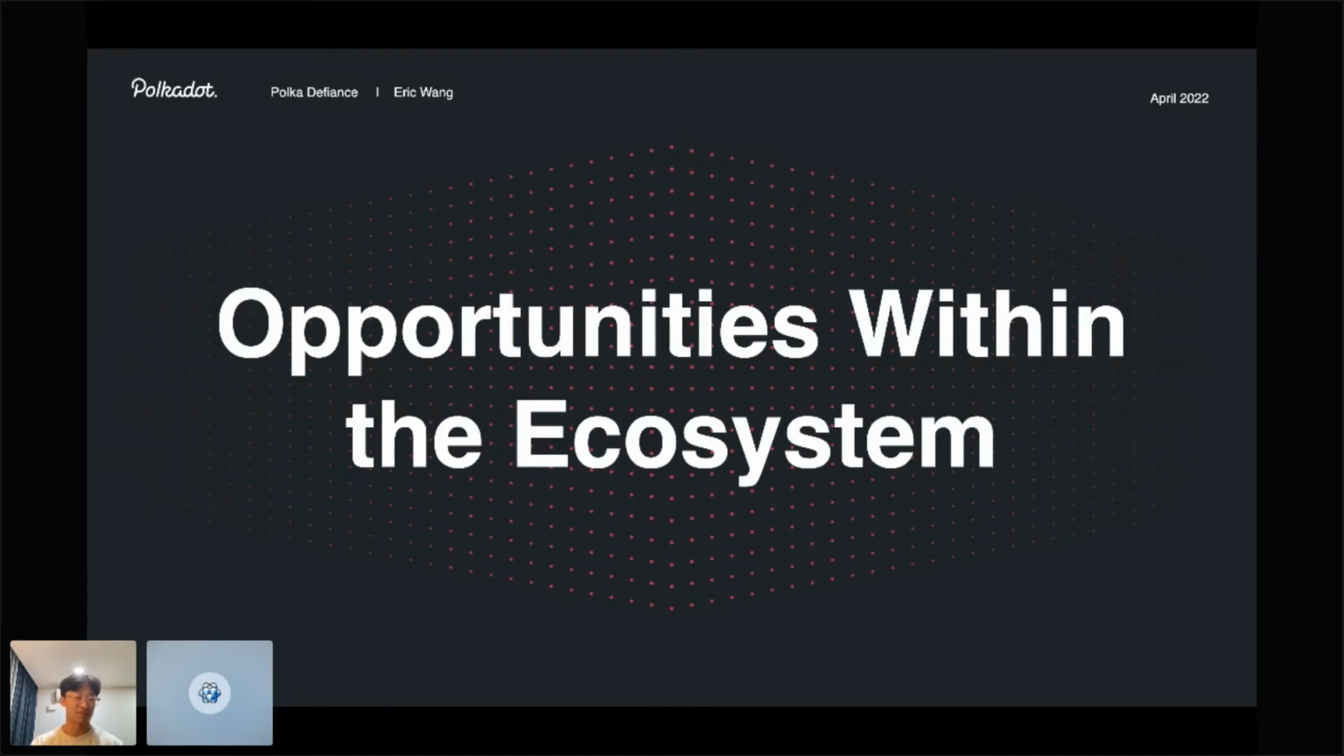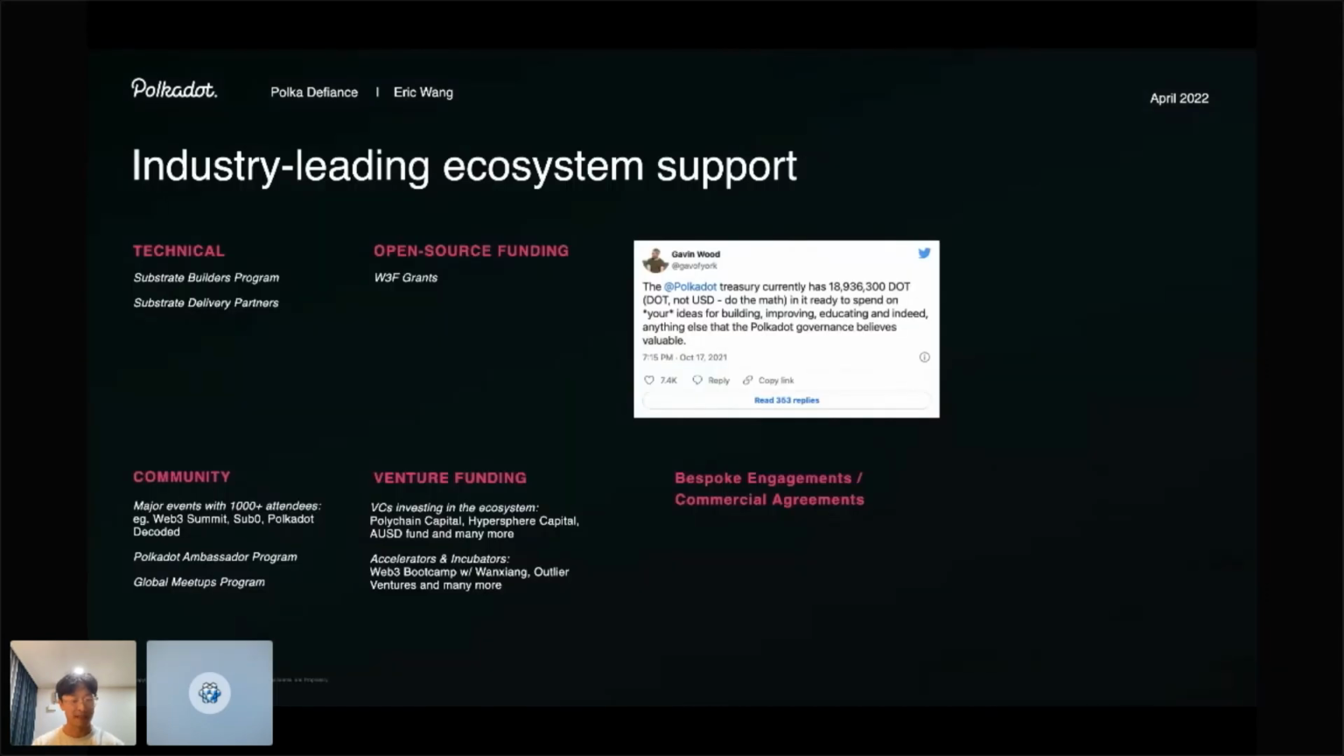So first, something specifically targeted towards builders. I mentioned this last year as well, but it's really the level of industry-leading ecosystem support that the Polkadot ecosystem has. Whether it's on a technical level, an open source funding level, whatnot, I think we've got you covered. For example, technically speaking, if you're building a project and you want technical support, there's stuff like the Substrate Builders Program that can help take your application from something that's maybe 5% complete to a live parachain. We also have Substrate Delivery Partners to help build out your technical solution.